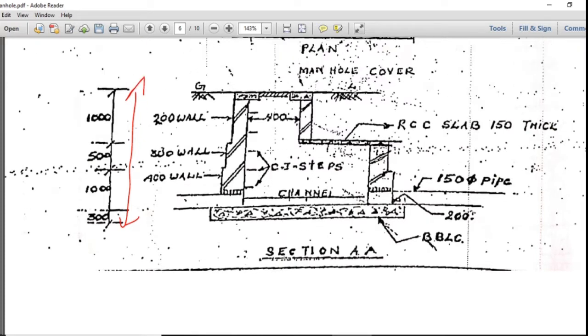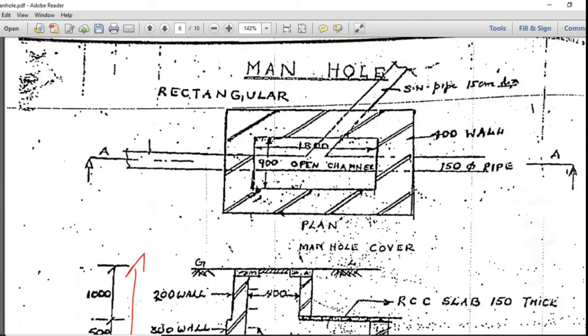Then there are cast iron steps, 1 2 3 4 5 cast iron steps here. There bed concrete is there. BBLC means burnt brick lime concrete. Okay, 155. Okay, this is 200 is the bearing. RCC slab is 150 thick, 150 thick.